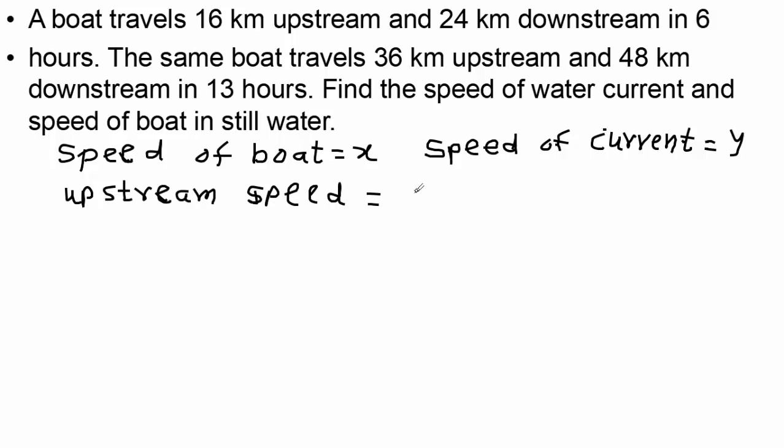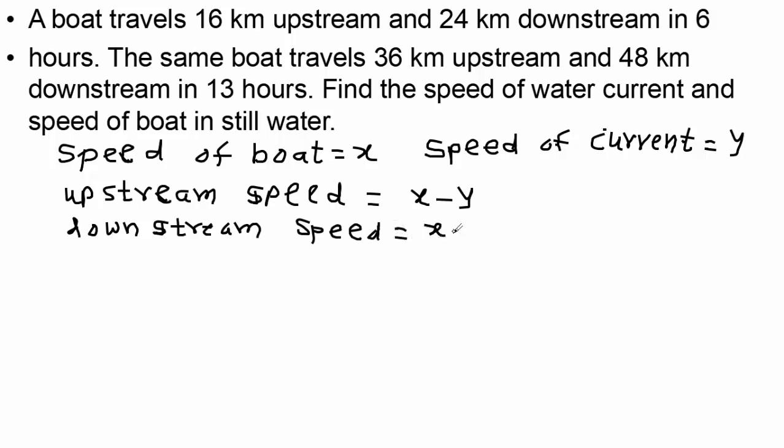Therefore, upstream speed becomes x minus y. And in the downstream direction, we have to add both the speeds. Therefore, upstream speed becomes x minus y, downstream speed becomes x plus y. What conditions are given? The boat travels 16 km upstream and 24 km downstream in 6 hours.